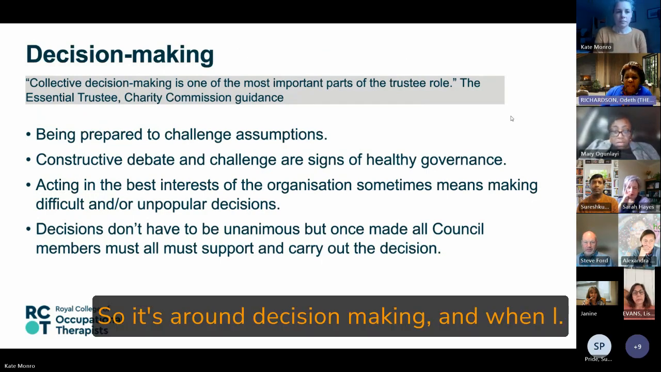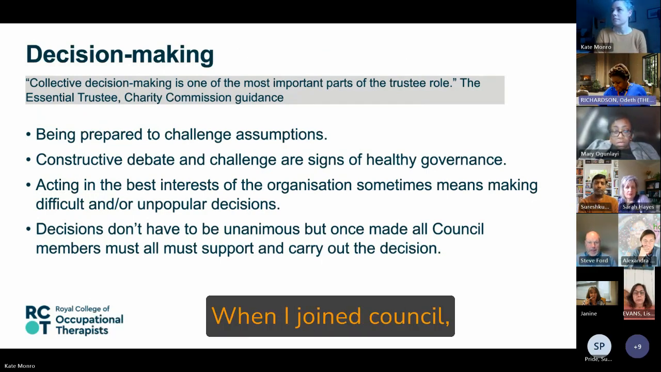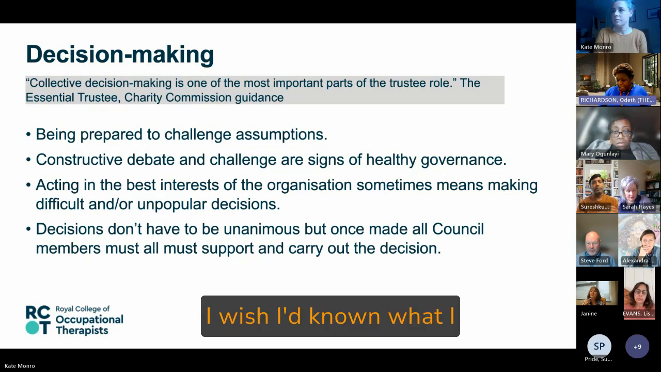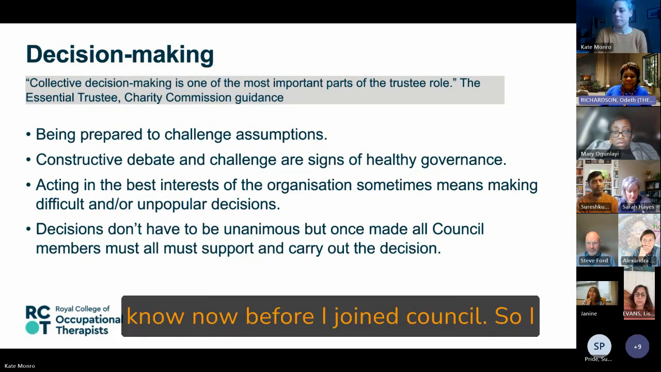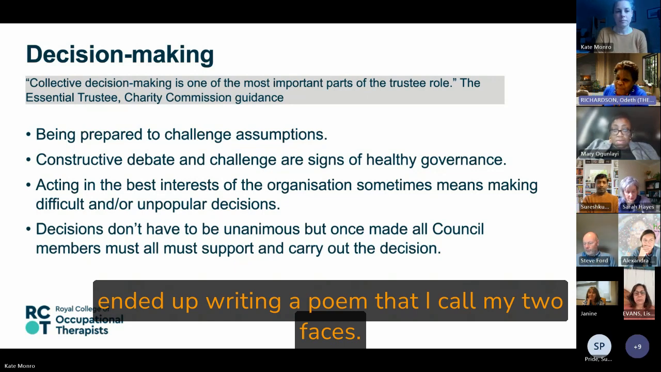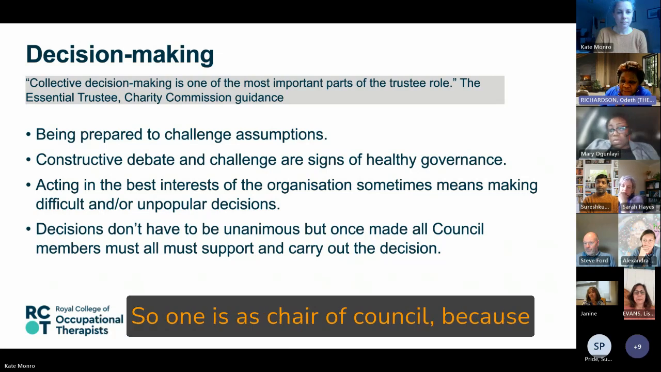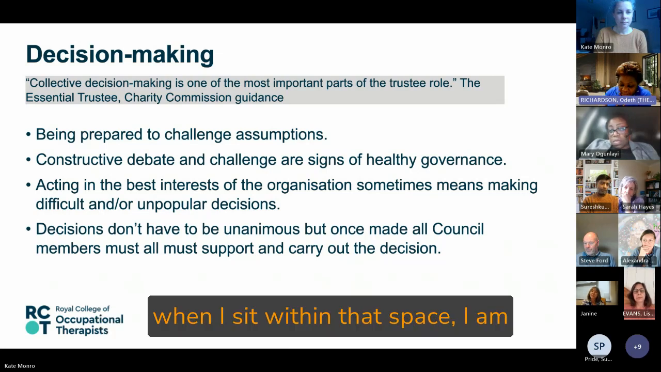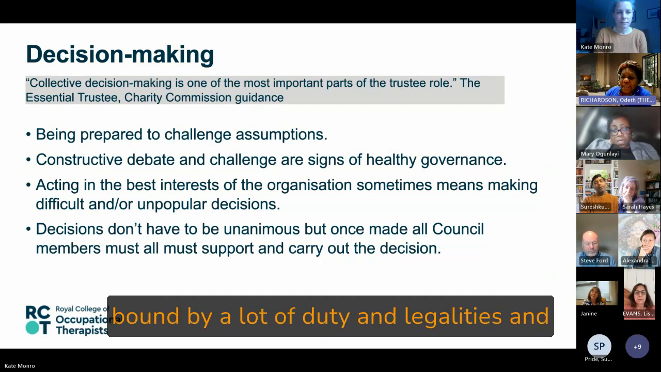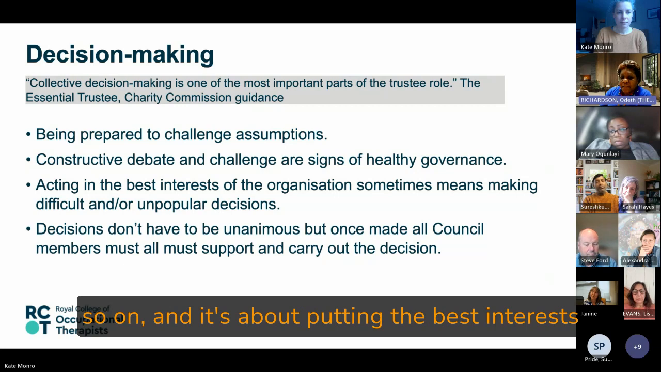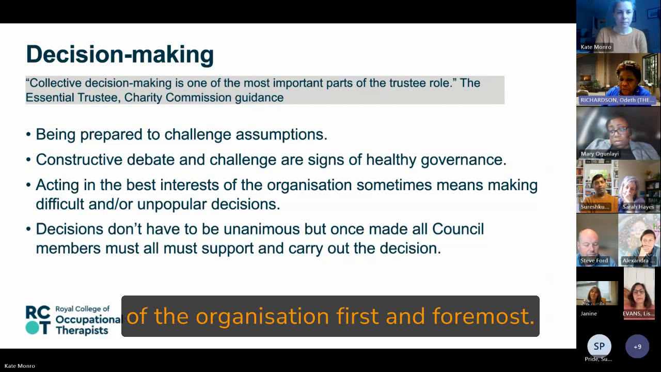So it's around decision making. When I joined council, I wish I'd known what I know now before I joined council. So I ended up writing a poem that I call my two faces. When I joined council, I wear two faces. One is as chair of council, and when I sit within that space, I am bound by a lot of duty and legalities and so on. And it's about putting the best interests of the organization first and foremost.